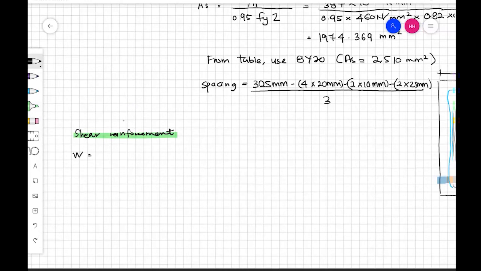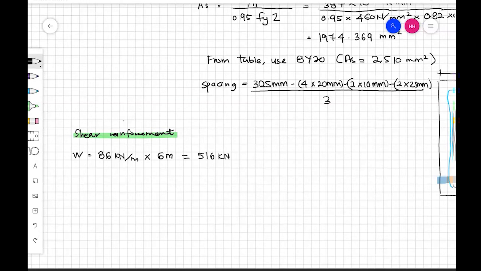Okay, so W, we already know the value of W is 86, or our ultimate design load is 86 kilonewton per meter. Since 86 kilonewton is per meter, and we know the beam is 6 meters long, we can directly multiply by 6 meters. So here I get 516 kilonewton.